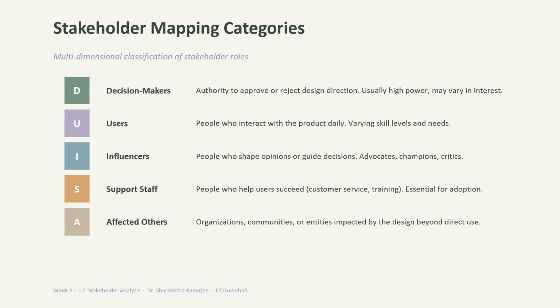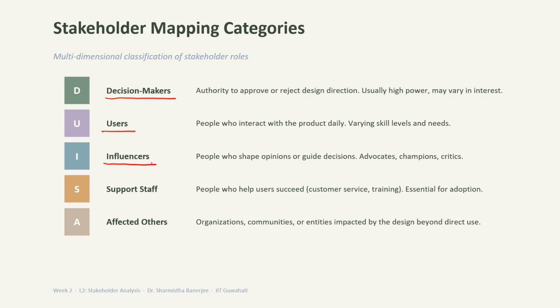So when you are doing this stakeholder mapping, you have to see whether you identified the stakeholders in each of these mentioned categories. So my first category is the decision makers. So anybody and everybody who has the authority to approve or reject the design direction. These are usually high power and may vary in interest. So you will see, have you been able to identify all the decision makers or not. Next, I will call as the users. So these are the people who interact with the product daily, and they might have varying skill levels and they might have varying needs. They might also have varying cognitive capabilities and different kinds of motor capabilities.